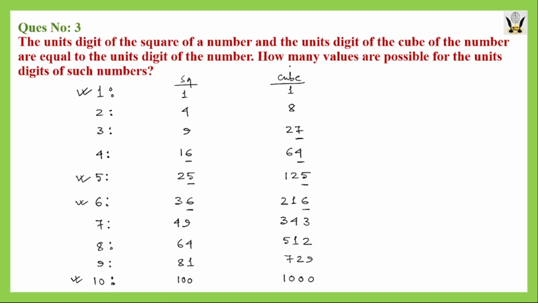As per the problem statement, we need to find how many values are possible for the units digit of such numbers. So at the units place the digits will be 0, 1, 5 and 6. That means 4 such digits are possible.